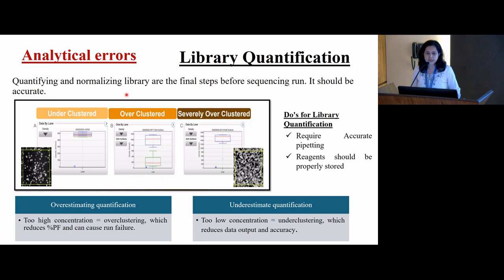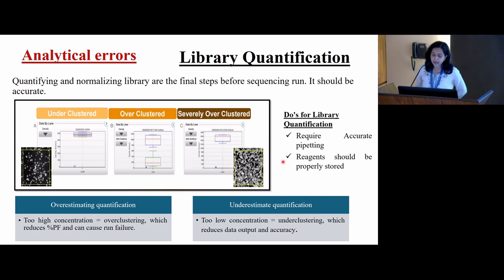Once the library has been made, you have to do the library quantification. Quantification is the final step before the sequencing run, and it should be very accurate. If it is too high, you can get over-clustered results and your passing filter will fail. And if it is too low, you can get under-clustered results and you can reduce your data in that case. So this is the under-clustered picture and this is the over-clustered picture, which you can find on the Illumina platform only.